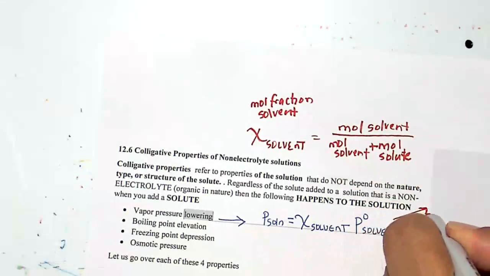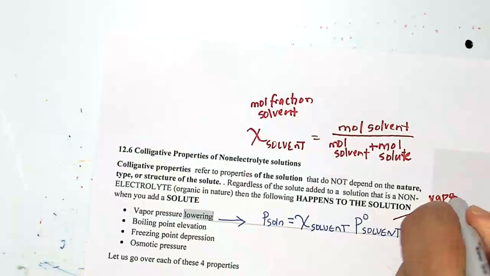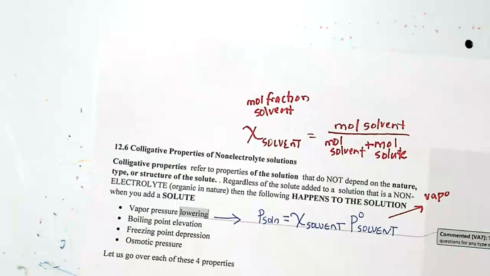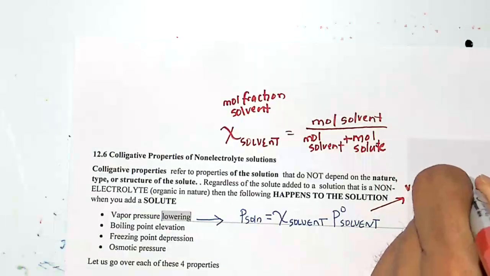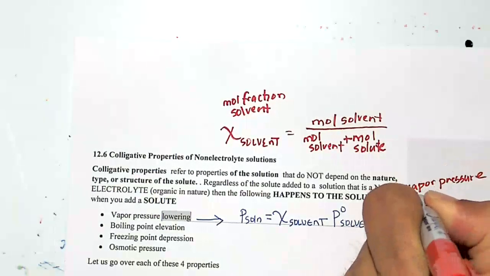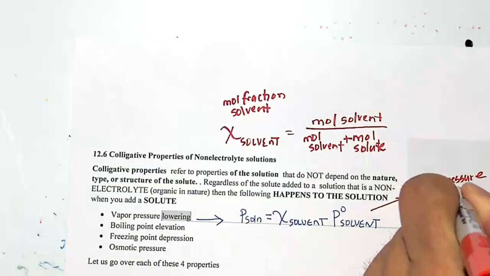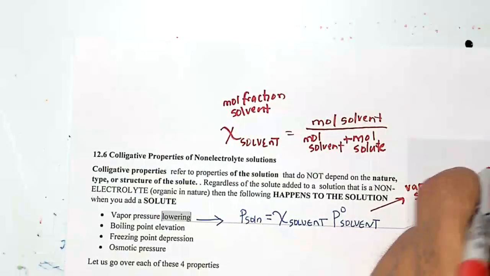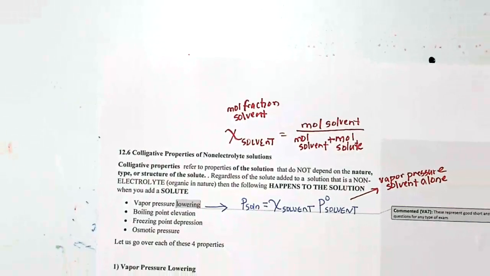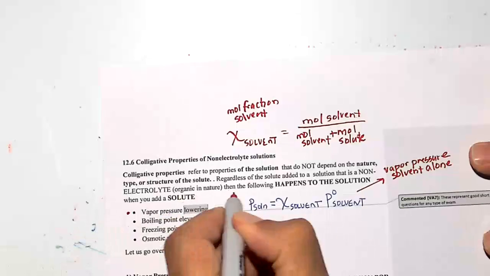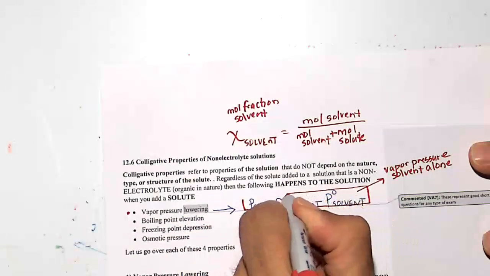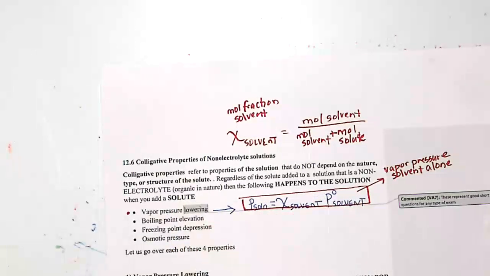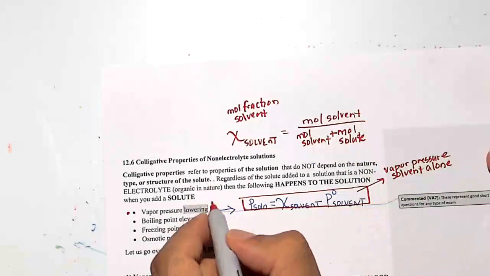So that's the mole fraction of the solvent. And this is the vapor pressure of the solvent alone. This will be given also. Vapor pressure of the solvent alone. So this is one equation for vapor pressure lowering. I'll give you that on the exam.